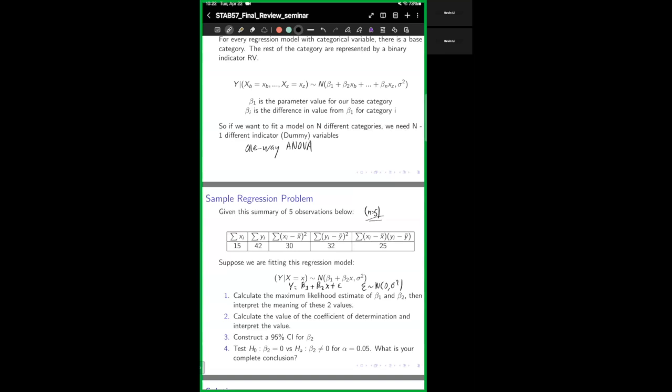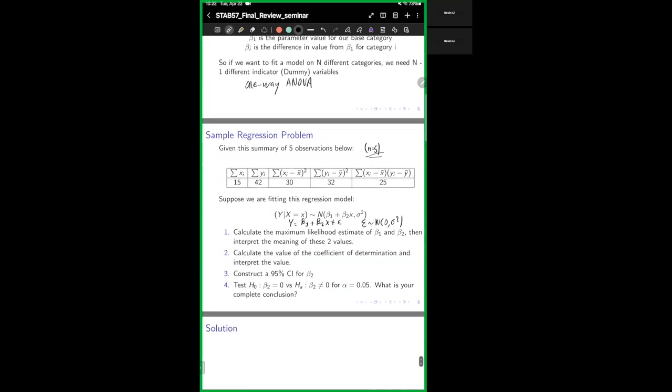Construct a 95% confidence interval for beta 2 and then test our null hypothesis beta 2 is equal to 0 versus the alternative hypothesis that beta 2 is not 0, for alpha equal to 0.05, and this is our p value. What is your complete conclusion?